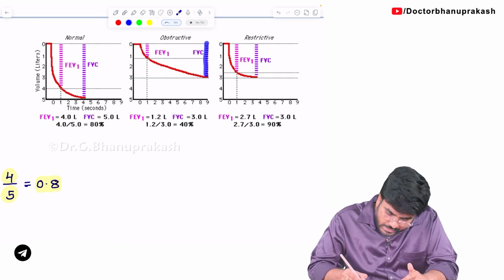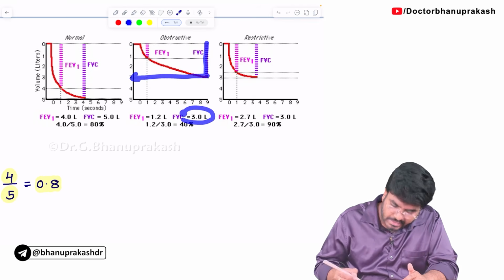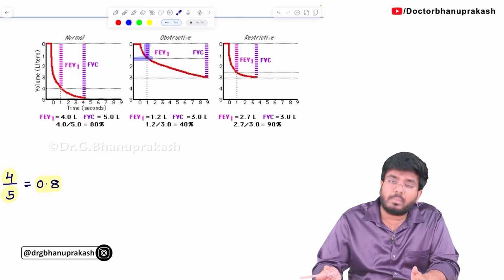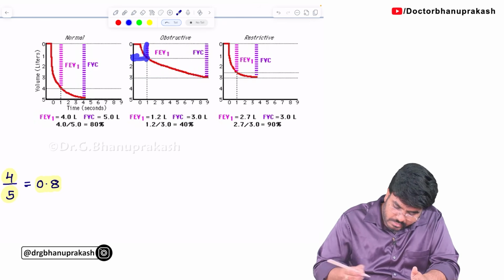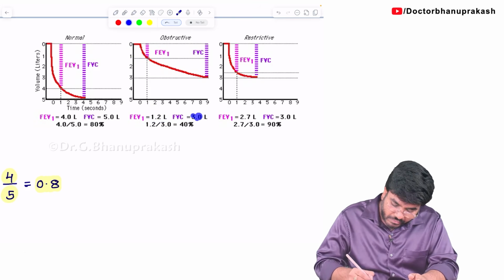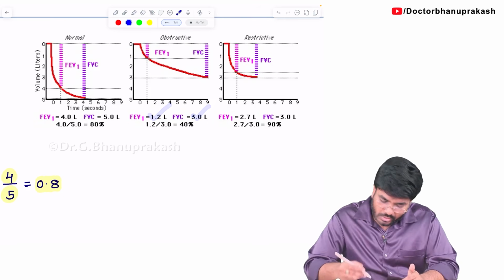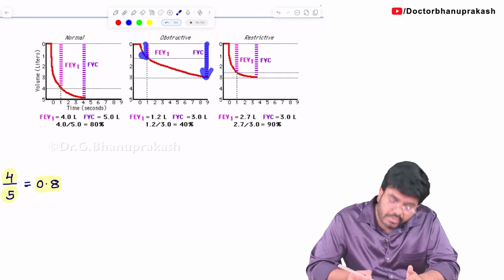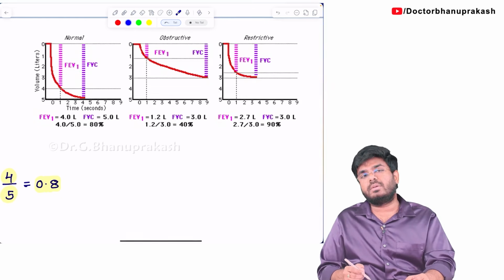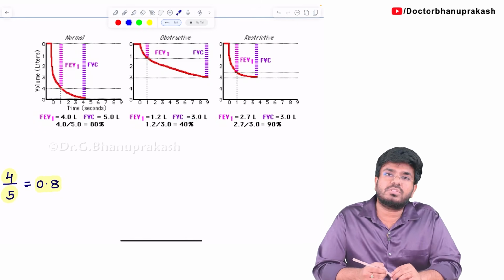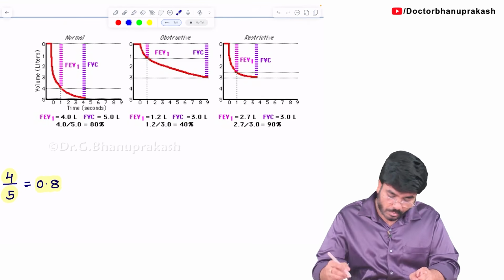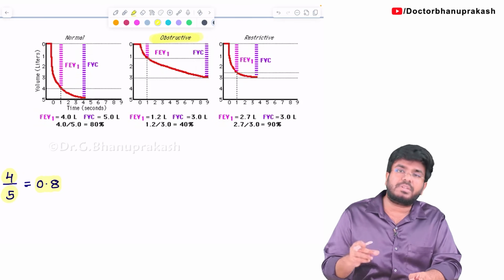His FVC is 3 liters. And what happened to FEV1? FEV1 is only, let's say, 1 liter or 1.2 liters. So FVC reduced, FEV1 reduced, but definitely not proportionately. So if you do the FEV1 by FVC, that's 1.2 liters divided by 3 liters. What is the FEV1 by FVC ratio? 0.4 or 40%. So if the value is less than 0.7, without a doubt, it is obstructive lung disease.